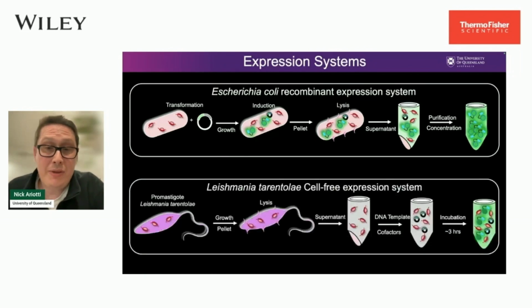In the past, we've had success with this kind of method. This system exploits a eukaryotic parasite of lizards called Leishmania tarentolae. And with this system, we can culture the promastigote form of the Leishmania. We can lyse these cells. Then we can add plasmid directly to this lysate with some cofactors. And within 3 hours, we can have very high quality protein produced.